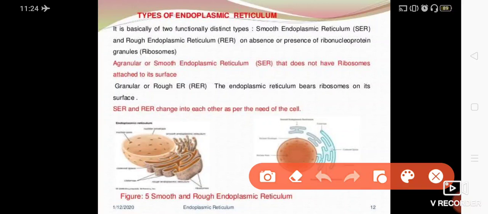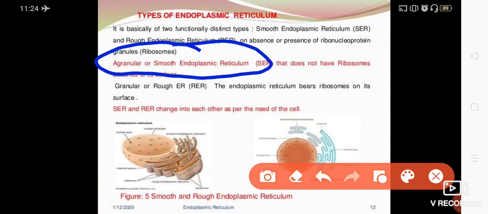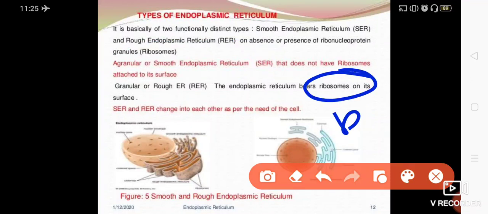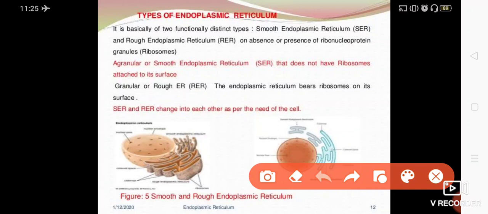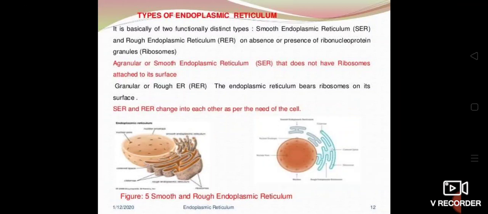If ribosomes are absent, then that endoplasmic reticulum is known as agranular or smooth endoplasmic reticulum. See, this one is smooth endoplasmic reticulum. Other than that, if ribosomes are present on the surface, see, these ribbon-like structures have some dot-like structures, that is ribosomes, then these are known as rough endoplasmic reticulum or granular endoplasmic reticulum. So there are two types, smooth and rough endoplasmic reticulum.